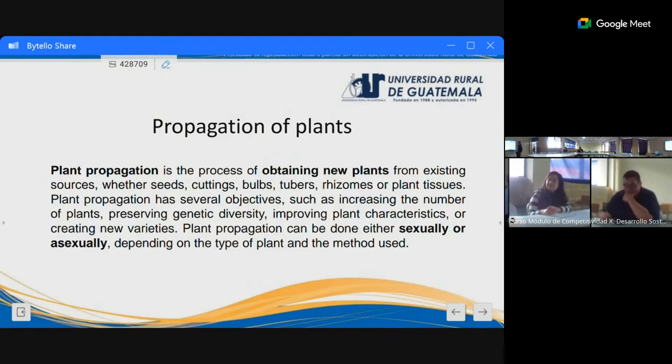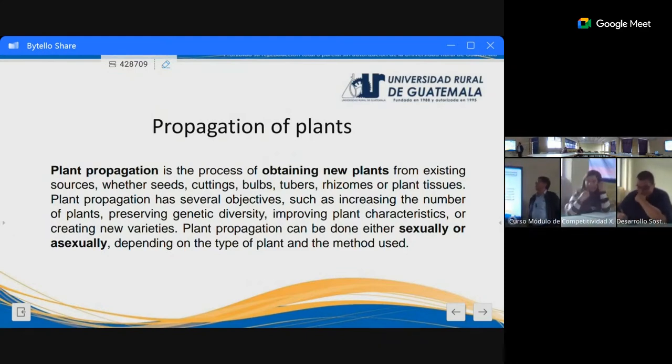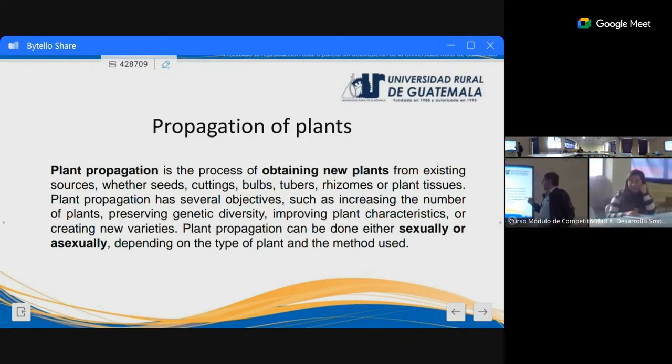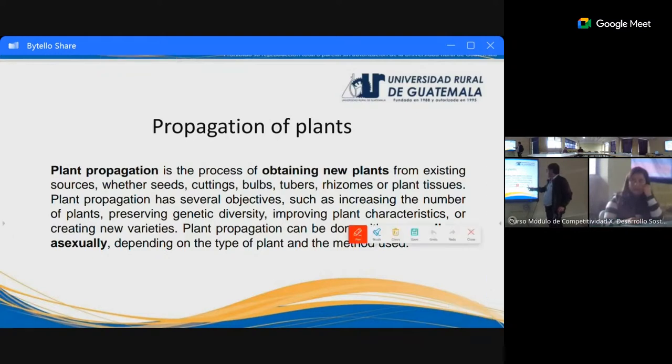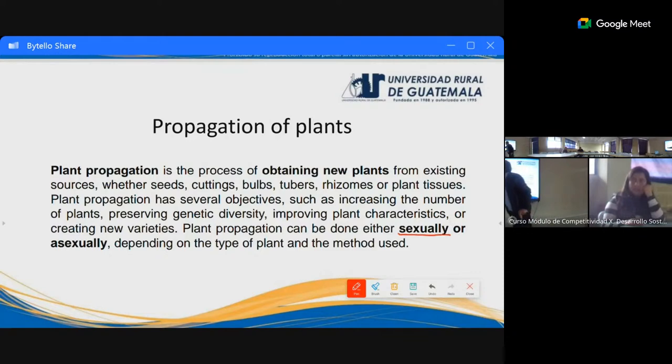Let's continue with the course. We were talking about propagation of plants, and we were saying that there are two main processes by which plants reproduce, and these main processes are sexual or asexual, depending on the type of plant and the method used.